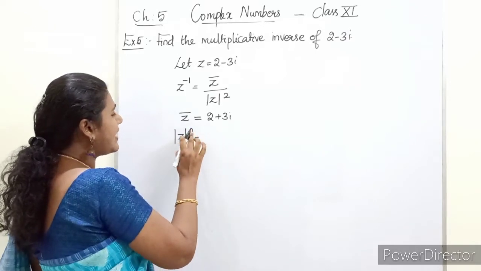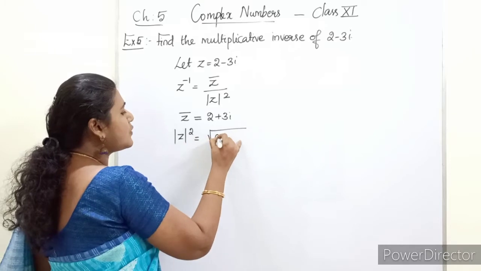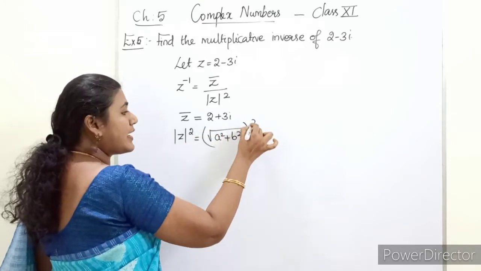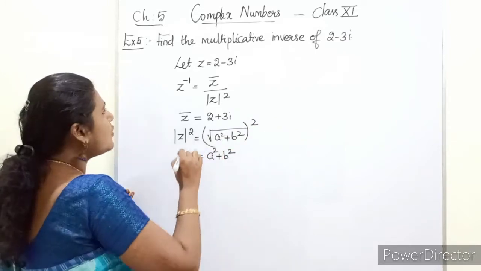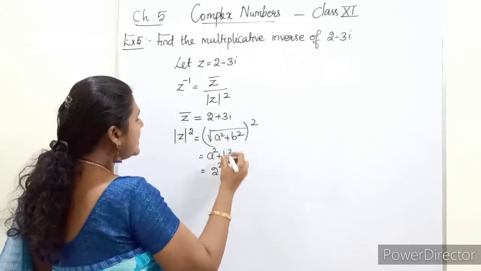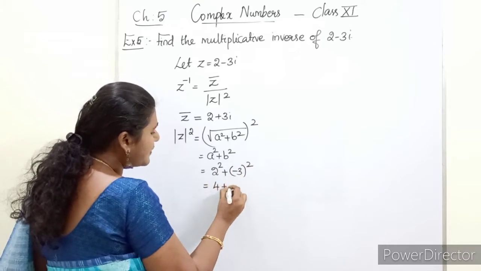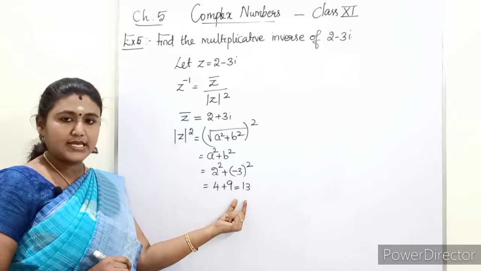Mod z value we have already discussed, that is root of a square plus b square. This is mod z, and it's a square. So what is the answer? A square plus b square value. So what is a? A is the real part, that is 2 square, plus b is the imaginary part, that is minus 3 square, that is 4 plus 9, which is equal to 13. So mod z square is equal to 13.